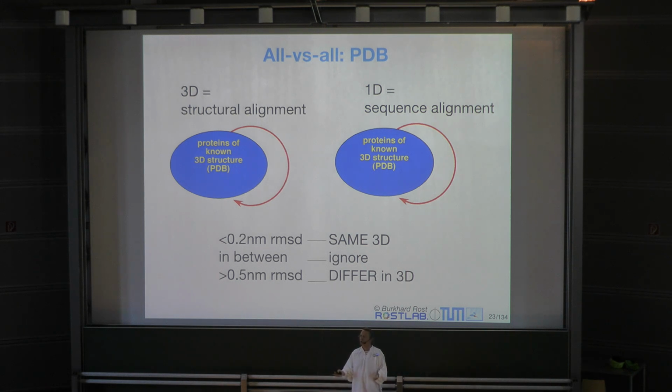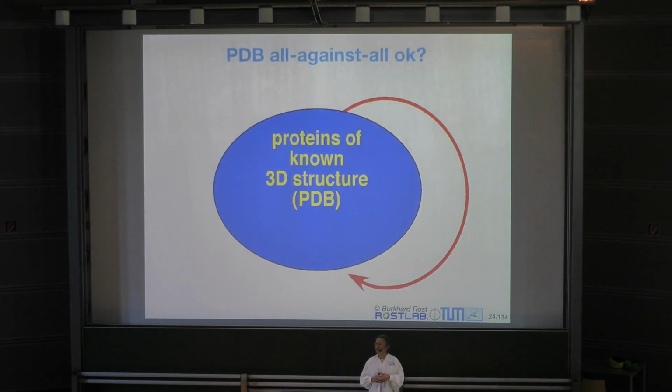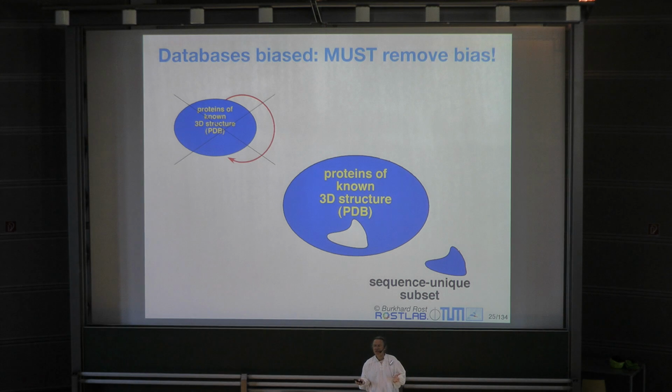Okay, now all I need to do is do the same pairs here and align them just in sequence by the algorithms that I showed you before: dynamic programming or the fast hashing. Now, the question is, can I do what I put down here? Can I take the entire database of all known structures and compare them all against all? This would be the optimal, in terms of size, the largest possible data set that I can get today. But actually, it's not the right way of doing it because databases are biased.